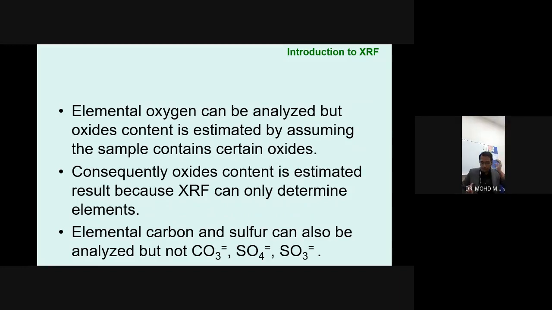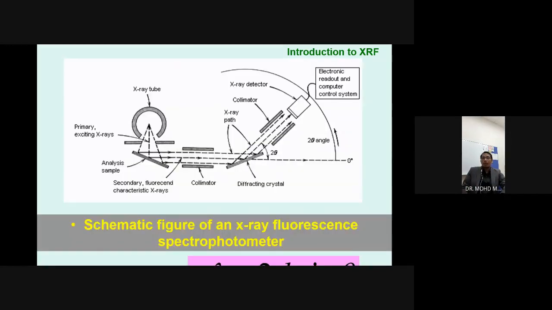But due to some advancements, there is a setting and some optimization of the process such that we are now able to determine the oxide concentration using XRF, but it needs a certain modification of the setting in which we do some calculation and so on. If you see, this is a schematic diagram, a figure of an X-ray fluorescence spectrophotometer.